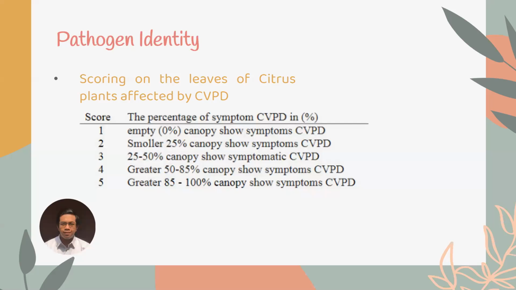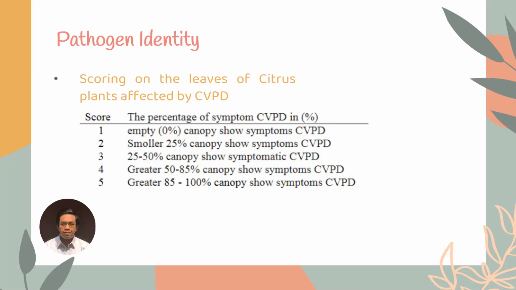Okay, for the pathogen identity, we score the leaves of citrus plants affected by CVPD, and the actual scores that we use start from 0. It's different from the slide, which shows scores starting from 1. The first score is 0, where the percentage of CVPD symptoms is 0%, meaning the canopy shows no CVPD symptoms, and the next score is 1.